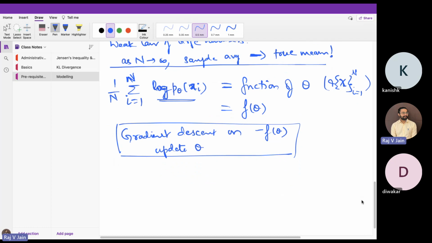Any thoughts, any doubts, any confusion about how something is related to the other, anything else you want to know before we move on to the next concept?